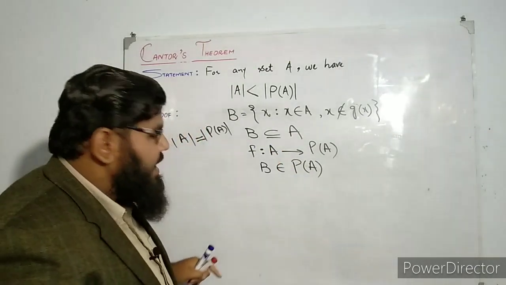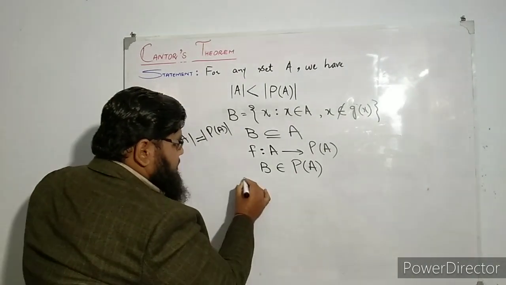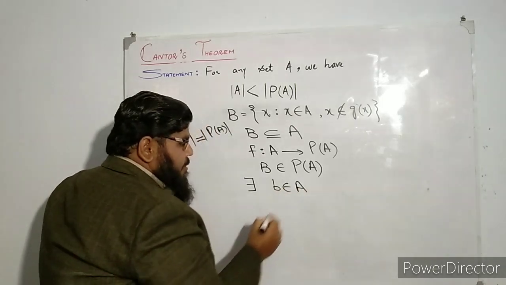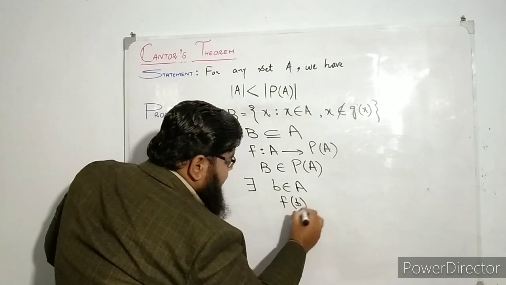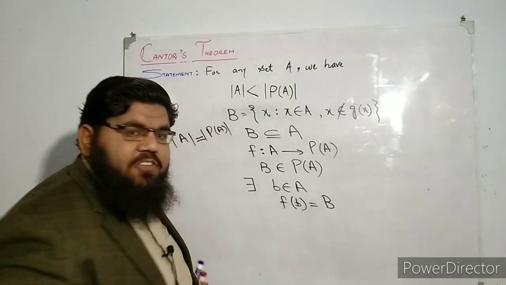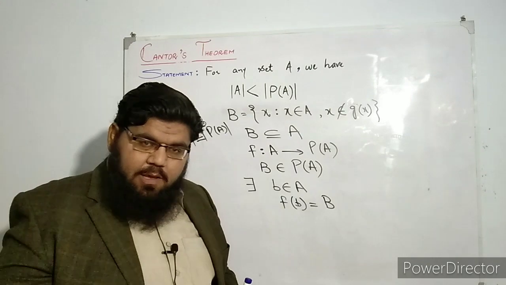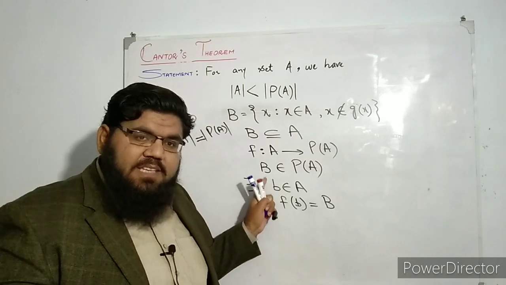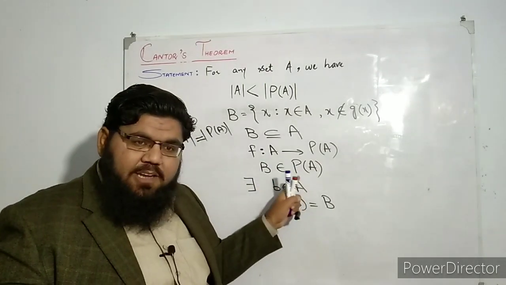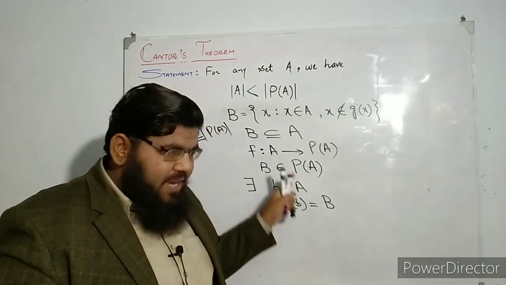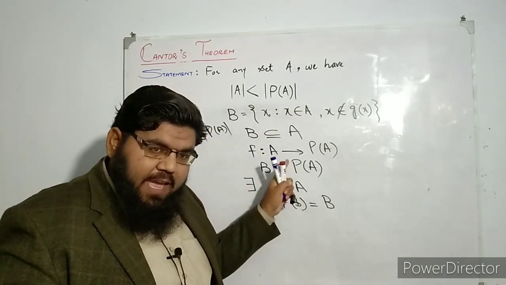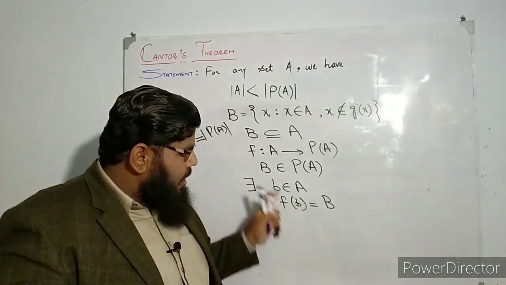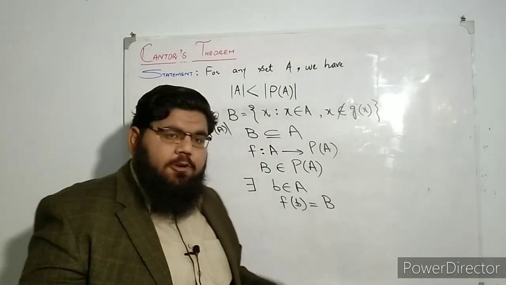So from here we say that there exists an element b of the set A for which we have this capital B as our image. Let me repeat this. Since we have concluded that this B is a subset of A and it belongs to the power set of A, there must exist an element of A whose image will be this set B. So from here we have concluded that f of b is equal to B.